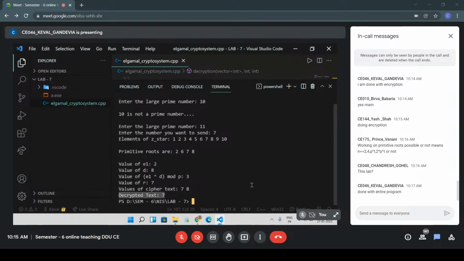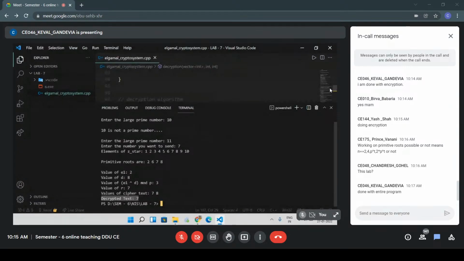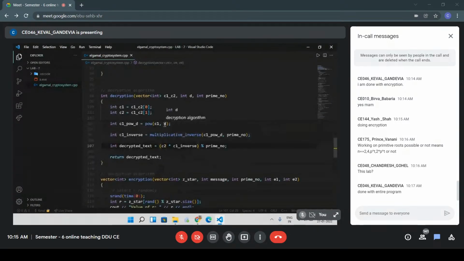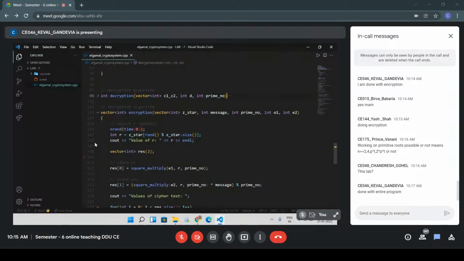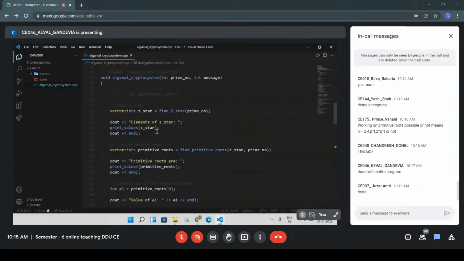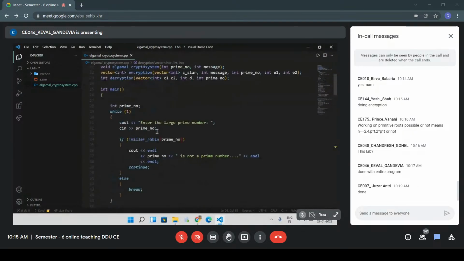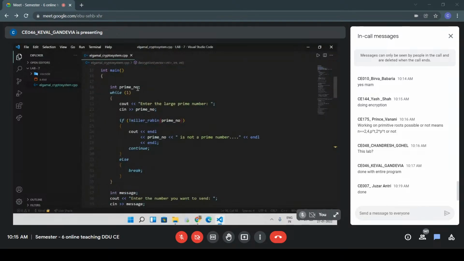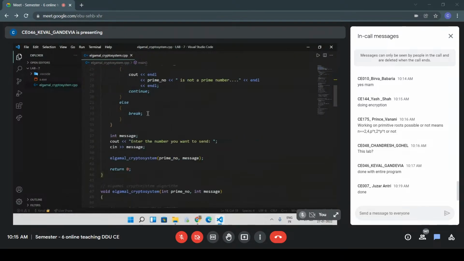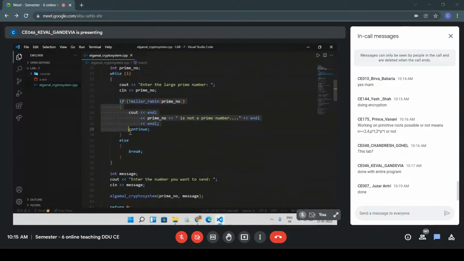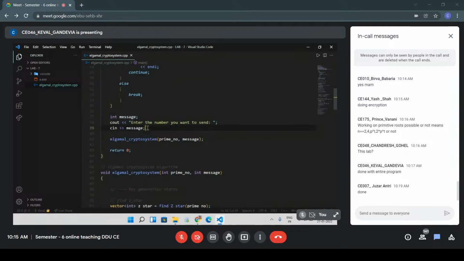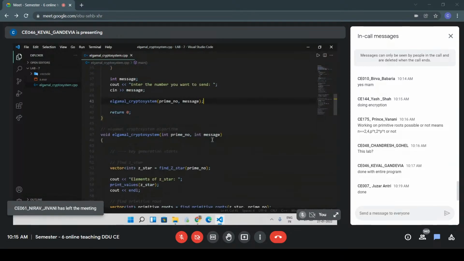Okay, good. Now, can you show your code and how exactly it works? Yes, ma'am. Just a minute. Okay. First of all, ma'am, here in this main, I am scanning for the prime number and checking whether it successfully passed the primality test using Miller-Rabin. Then I am scanning, expecting the message from the user, then calling this ElGamal cryptosystem.